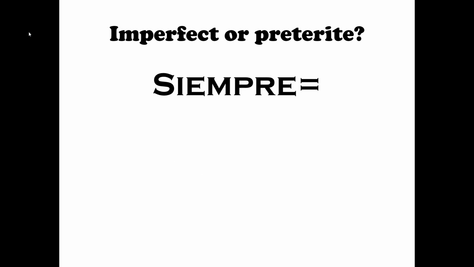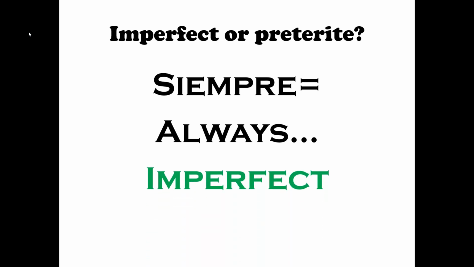Siempre. Do you remember what this word means? Siempre means always. Well, if it always happened, it means it happened repeatedly in the past, many times. For things that happened many times in the past or over a long period of time, I want to use imperfecto for that one.